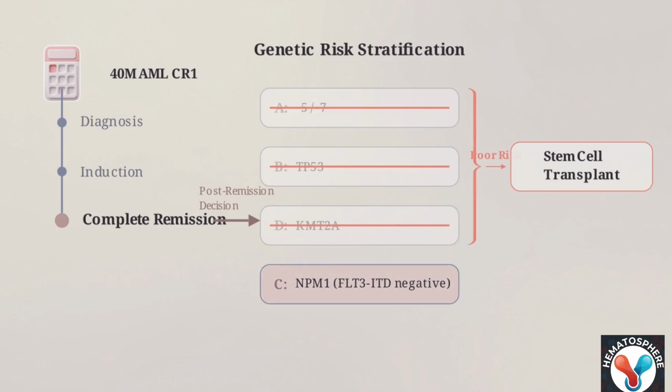This highlights our second principle. Patients with a favorable risk profile, such as an NPM1 mutation without a FLT3-ITD mutation, are managed with chemotherapy. We consolidate them with high-dose cytarabine and spare them the transplant.